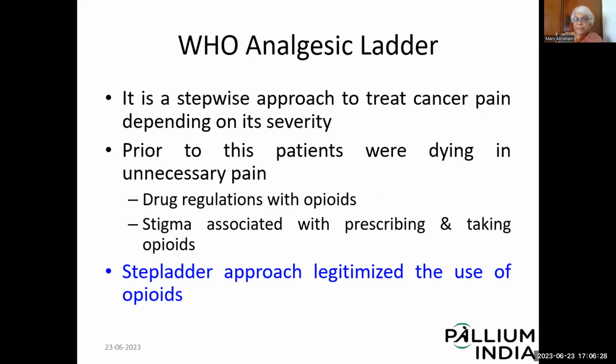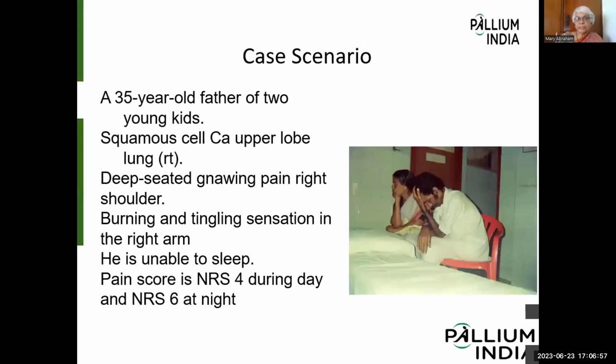But when the WHO itself made this step 3 of the ladder, it actually legitimized the use of opioids. It has been a long journey since then, but now it is much easier to administer morphine. A lot of myths surrounding morphine are also being dispensed with nowadays, and people are open to taking strong opioids.